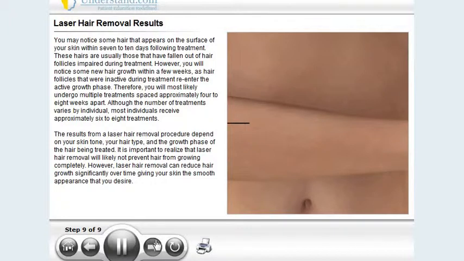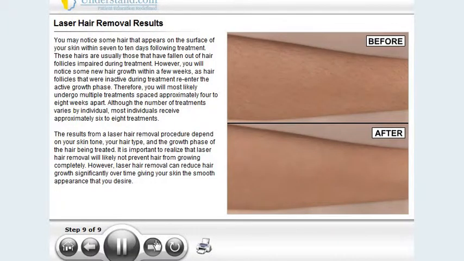You may notice some hair that appears on the surface of your skin within 7 to 10 days following treatment. These hairs are usually those that have fallen out of hair follicles impaired during treatment. However, you will notice some new hair growth within a few weeks, as hair follicles that were inactive during treatment re-enter the active growth phase. Therefore, you will most likely undergo multiple treatments spaced approximately 4 to 8 weeks apart. Although the number of treatments varies by individual, most individuals receive approximately 6 to 8 treatments.